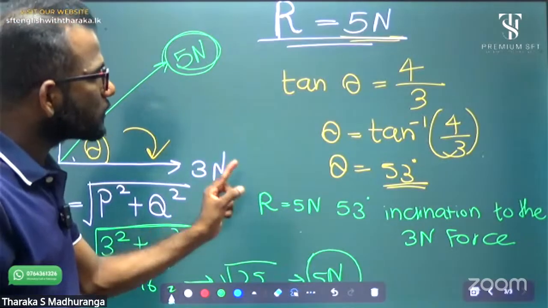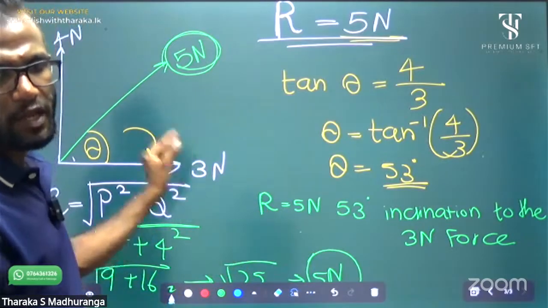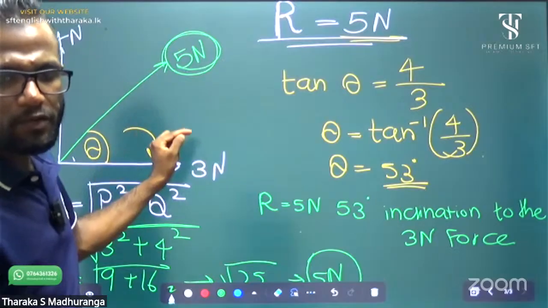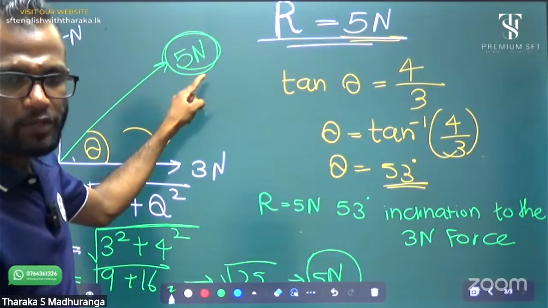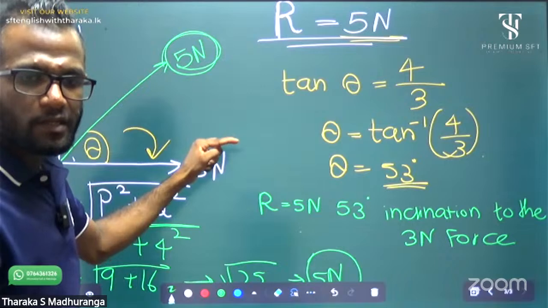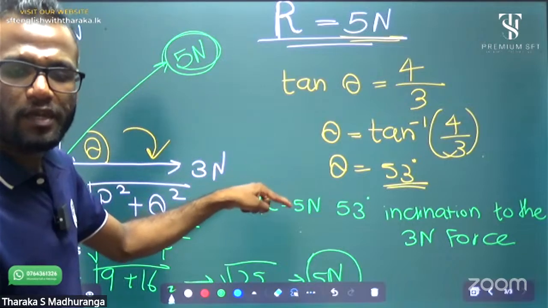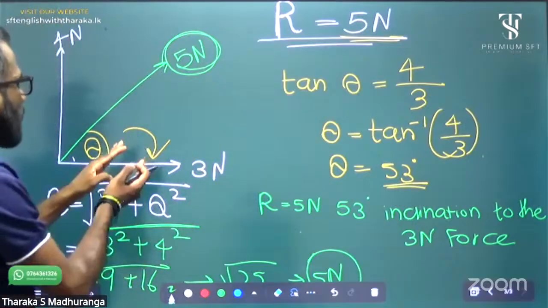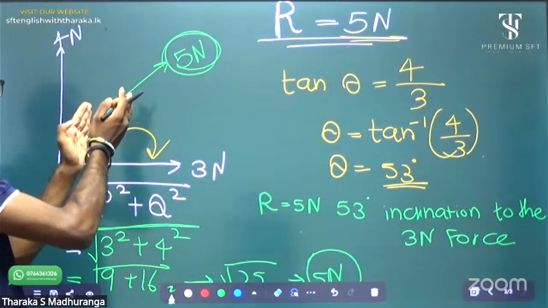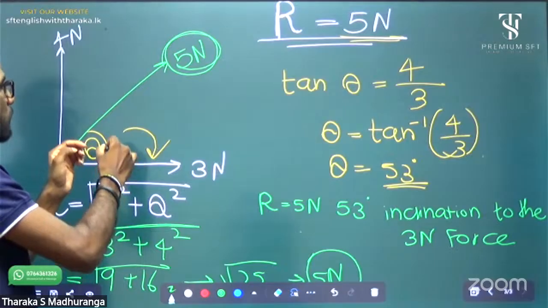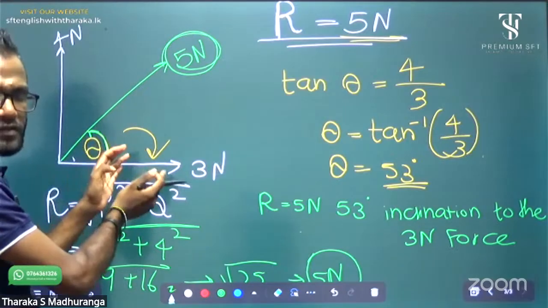Then what is the magnitude of this resultant force? 3 and 4 Newton perpendicular forces, magnitude 5 Newton. What is the direction? It is a 53-degree inclination to the 3 Newton force.